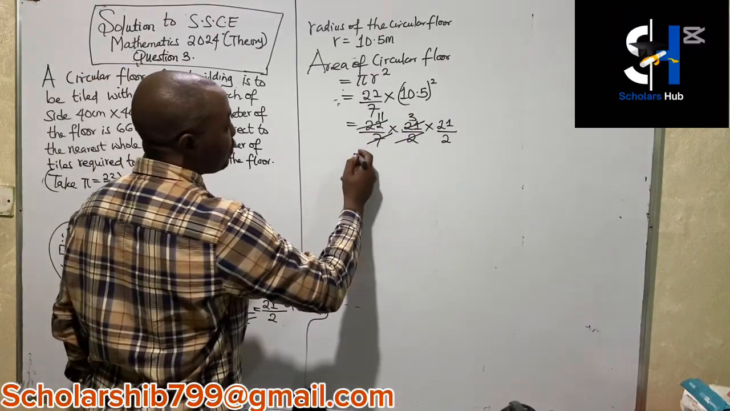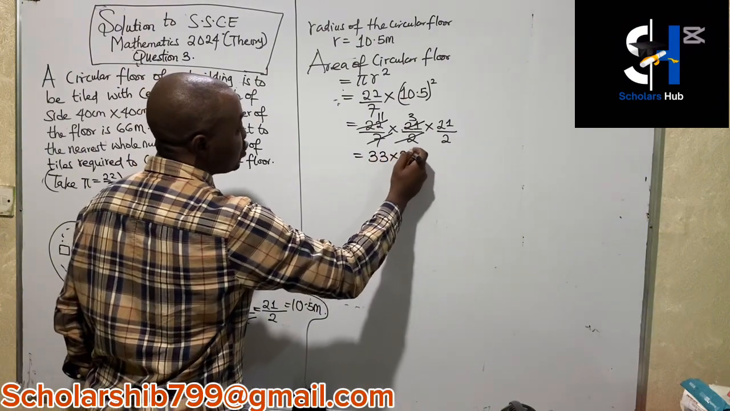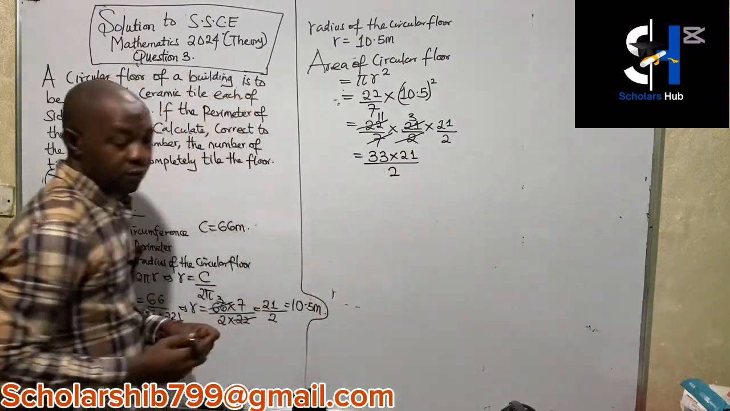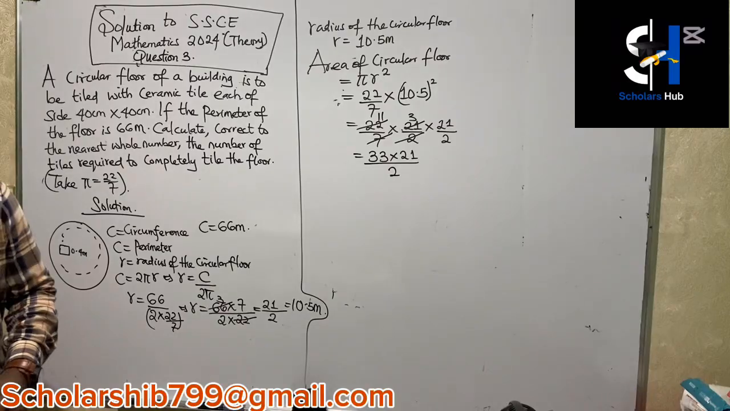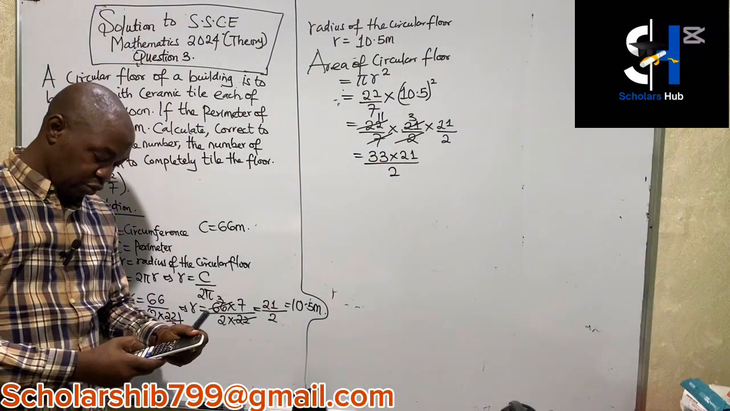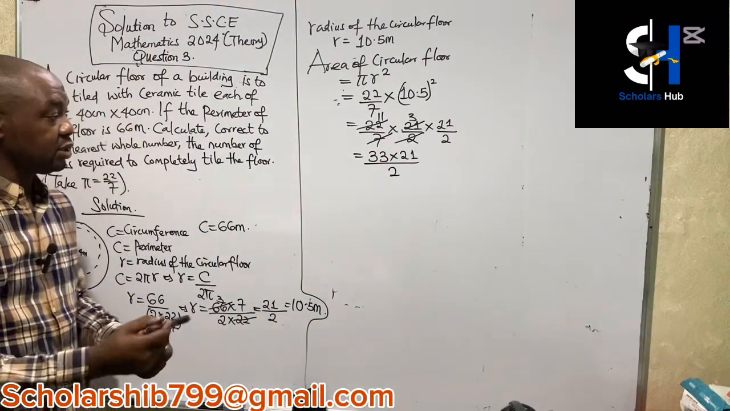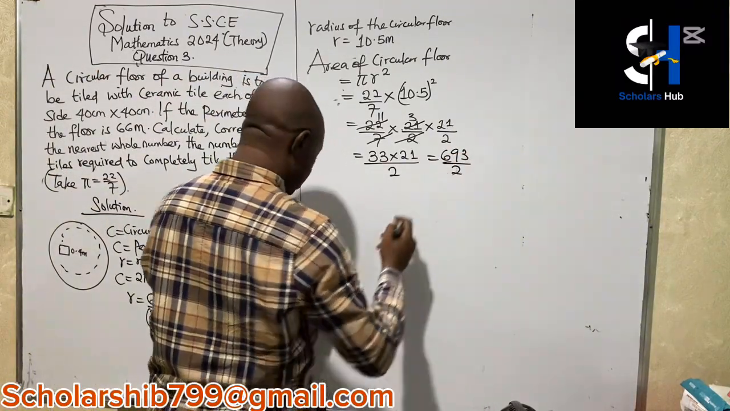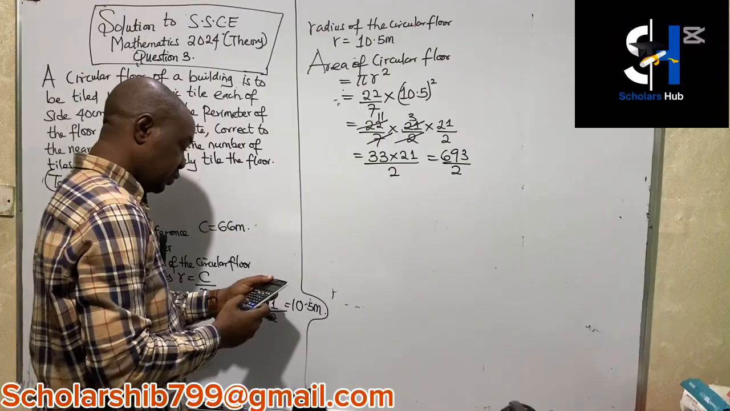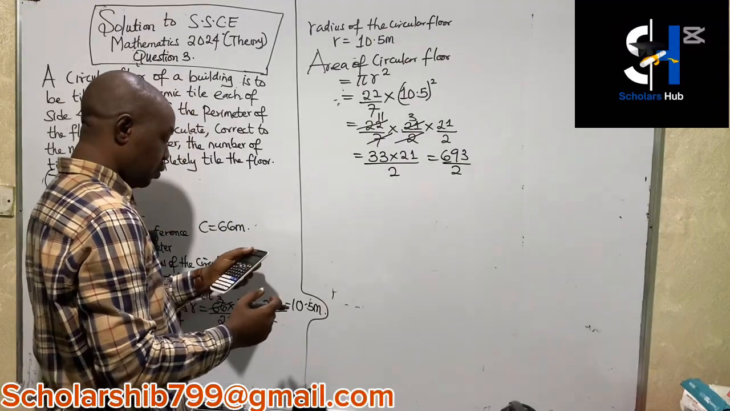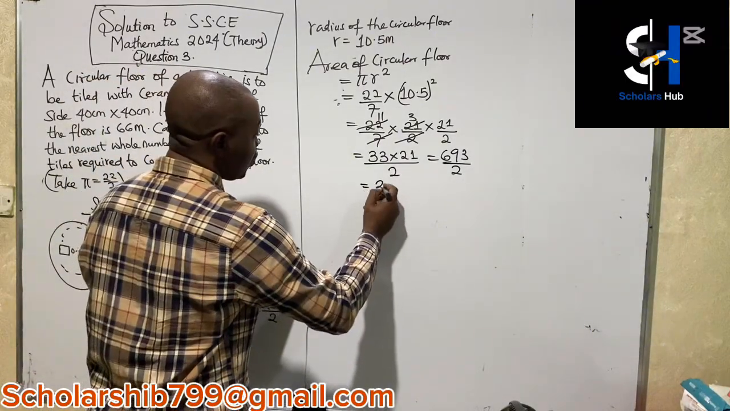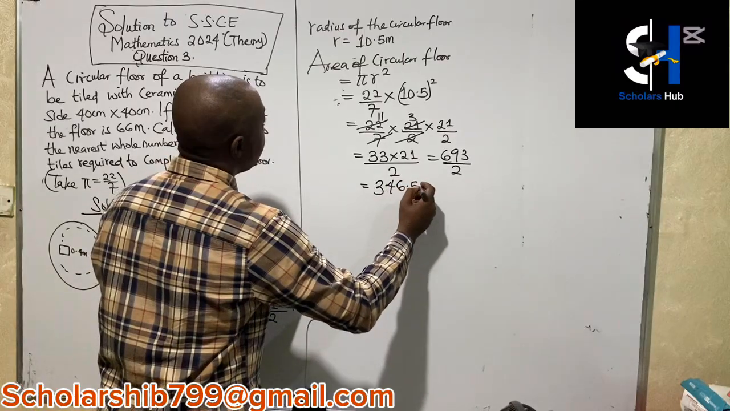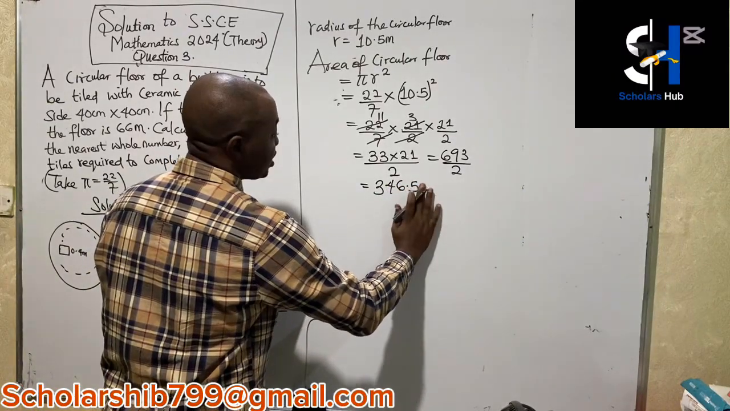So here we have 33 times 21 over 2. What is 33 times 21? That will be 693. So 693 divided by 2. What is 693 divided by 2? That will be 346.5. So we have 346.5 square meters.